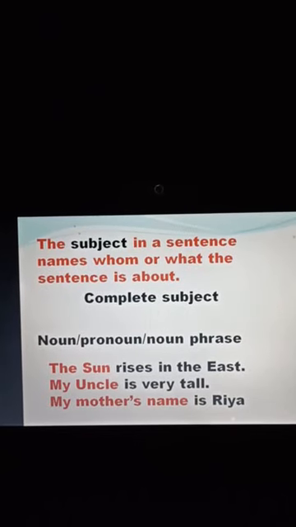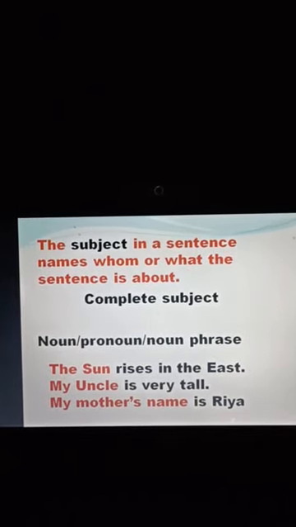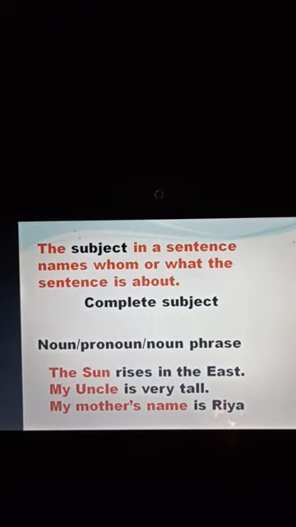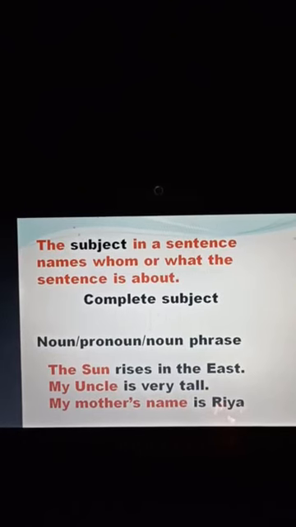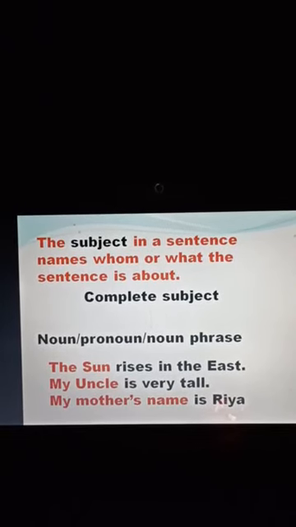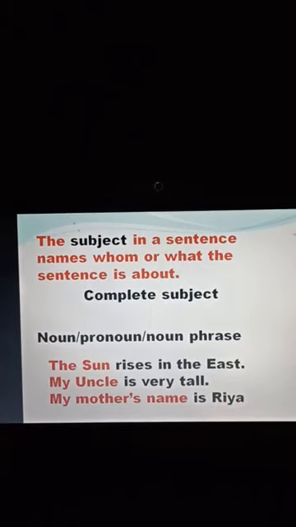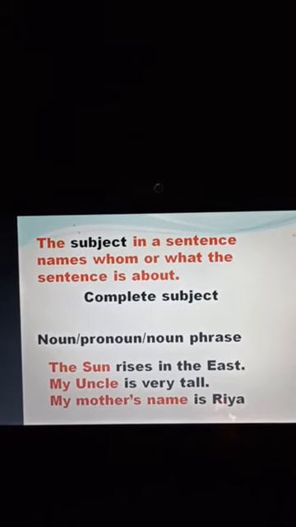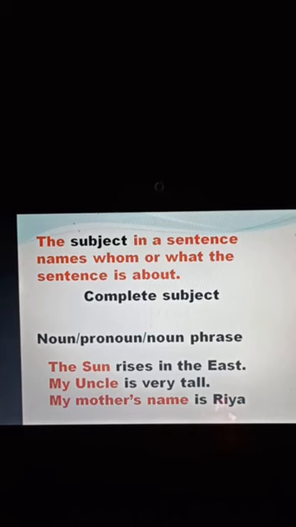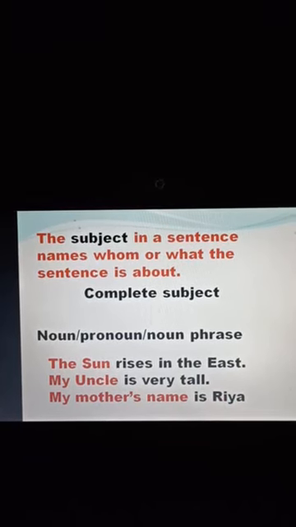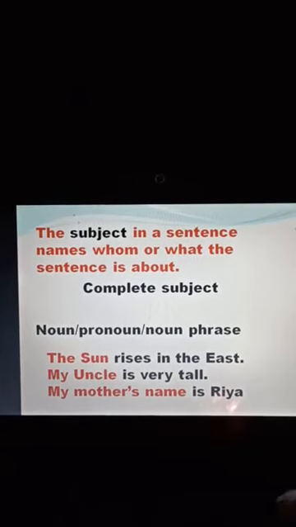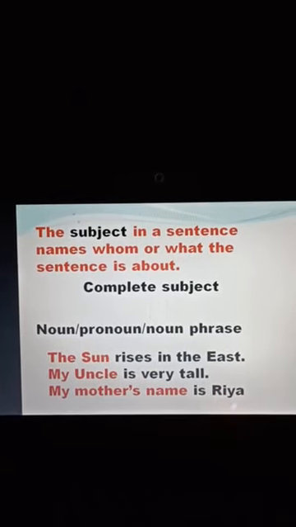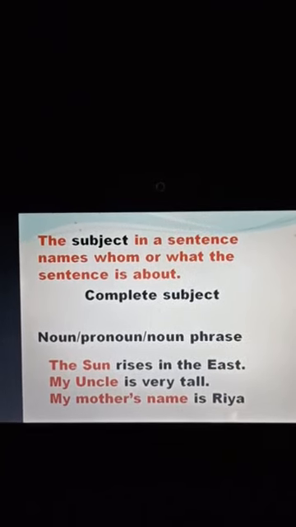I will tell you how a subject works. The subject in a sentence names whom or what the sentence is about. That means it tells us for whom or what the sentence is. A complete subject can be a noun, pronoun, or a noun phrase. The sun rises in the east. Over here, the sun is a noun and it is the subject also.